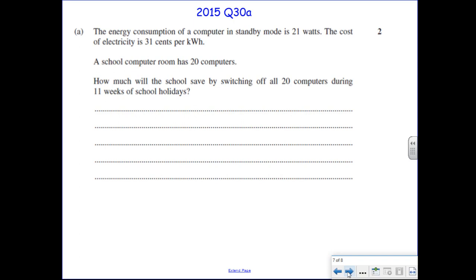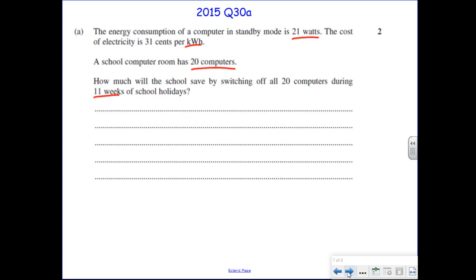Here we have this situation where the energy consumption of a computer in standby mode is 21 watts. The cost of electricity is 31 cents per kilowatt hour. There are going to be quite a few changes that we need to do here, because right now we have watts, and eventually we want to get to kilowatt hours. We're told that in this computer room there are 20 computers. How much will the school save by switching them off for 11 weeks during the school holidays? The idea is right now they just keep them on throughout the holidays. If they were to turn them off, how much money would they save?